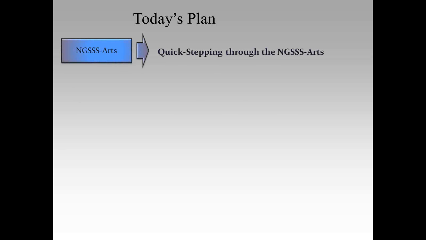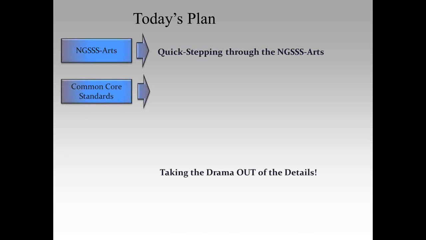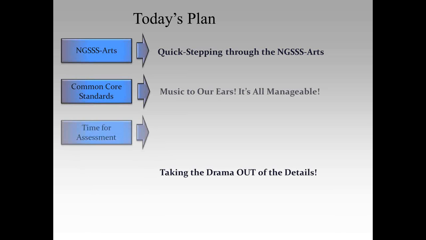So today's plan looks like this. We're going to do a real quick review of the Next Generation Sunshine State Standards for the Arts. We're also going to take a look at the Common Core standards, and it's all really quite manageable. We're going to look mostly at how they code them. Rather than looking at all of the standards, we'll look at the standards, the strands, and the codings so that you can be a little bit more comfortable.